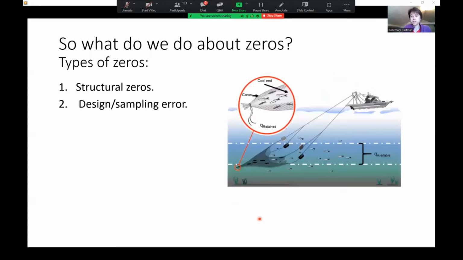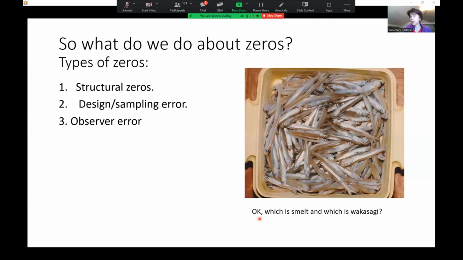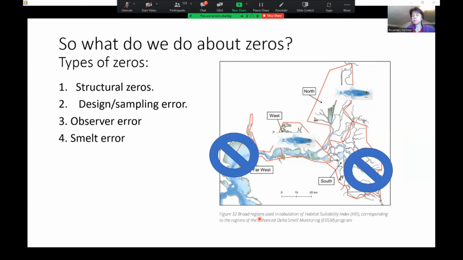Then you have design or sampling error. This is a thing that we have to deal with in almost any data set, such as the fall midwater trawl is a midwater trawl and delta smelt tend to hang out near the surface. Or they're small and can escape the net. We have observer error. So you might catch a smelt, but think it's a Wakasagi, and so throw it back. I know I would. I'm terrible at telling them apart. Or you have smelt error, where the habitat was great. You should have caught a smelt, but there are no smelt.